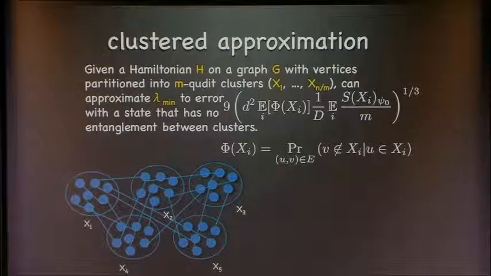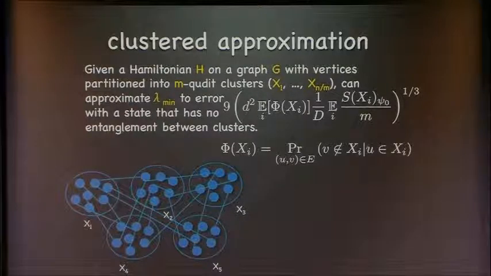The next term is the familiar 1 over degree that we had before. And this last term is the average over I, so the average over clusters, of the entropy of the cluster.